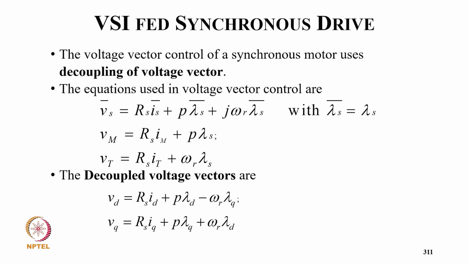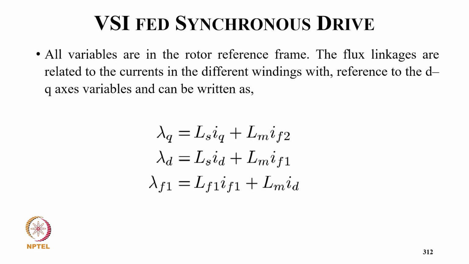And these are the voltage vectors of the synchronous motor. Use a decoupling of voltage vector, and the equations used in the voltage vector may be VS star equal to RS IS plus P lambda S plus J omega lambda S, and VM equal to RS IM plus P lambda S, and VT equal to RS IT plus omega R lambda S, and decoupled voltage VD equal to RS ID plus P lambda D minus omega R lambda Q, and VQ equal to RS IQ plus P lambda Q plus omega lambda D.